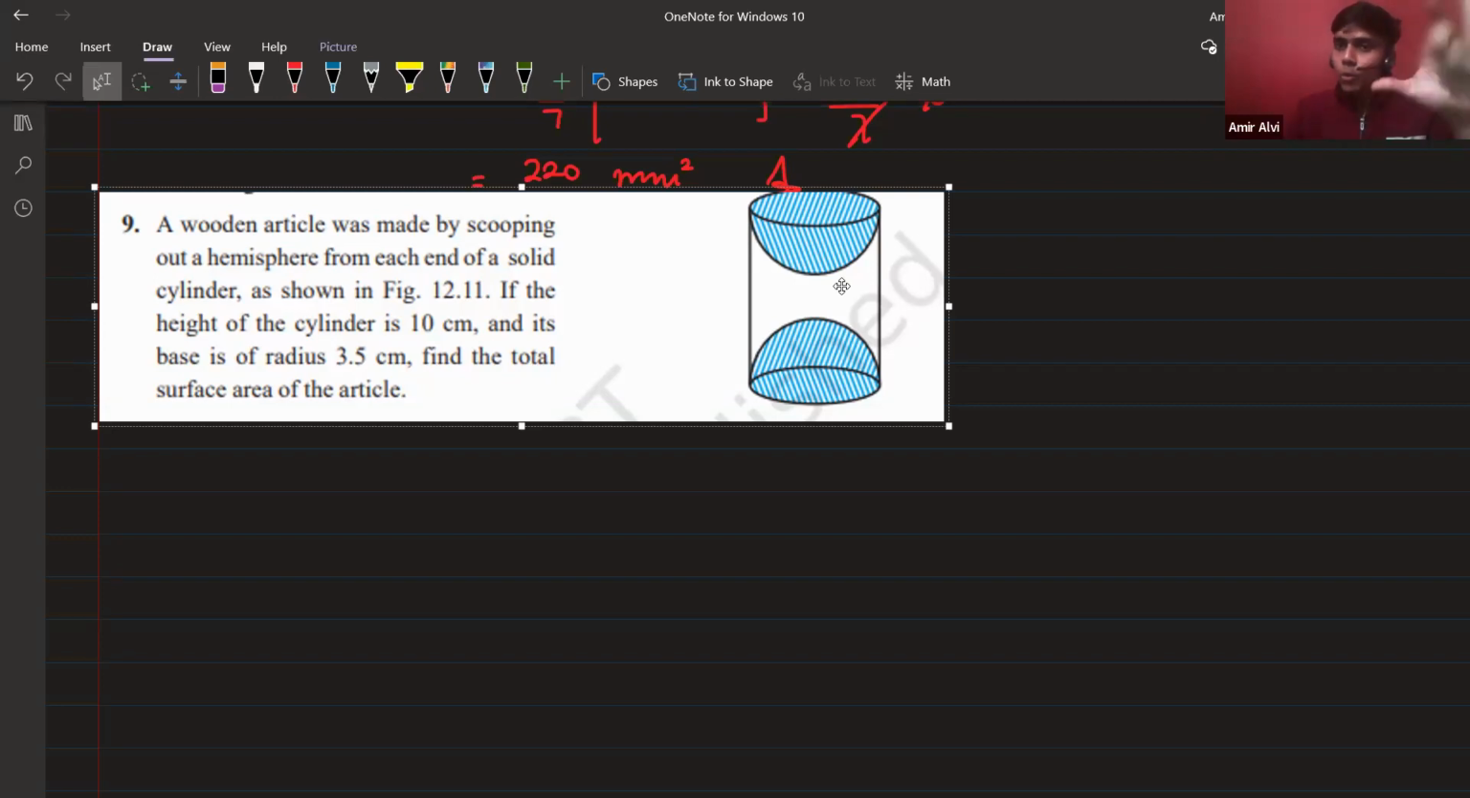So from both ends you have carved out with the scoop a hemisphere of ice cream, right? So two depressions are made at both the ends. So we need to calculate the total surface area of the article. How will you calculate the total surface area of the article? Can anybody give me a hint? Let's find it out. Radius, till then I'm writing. Think a little bit.